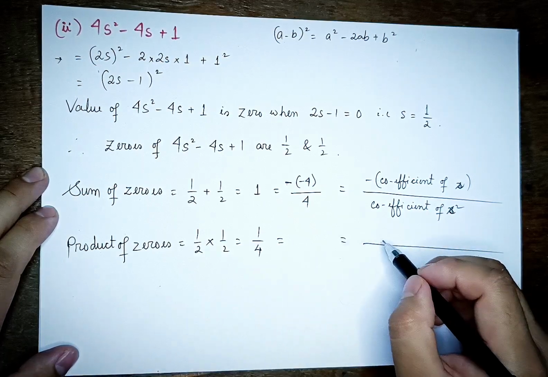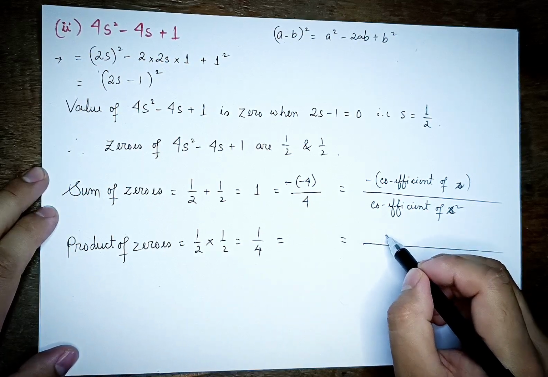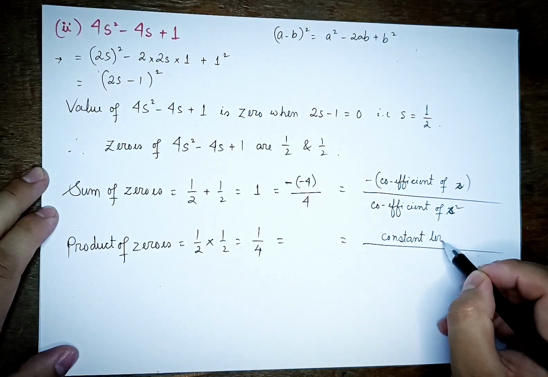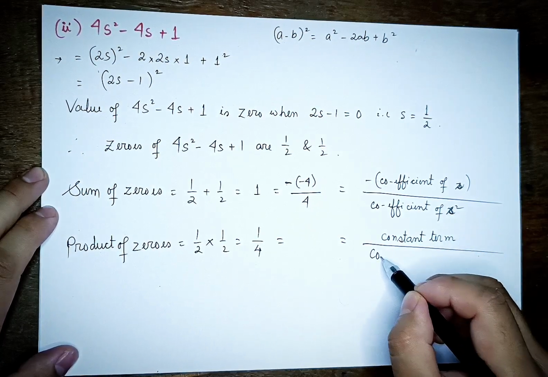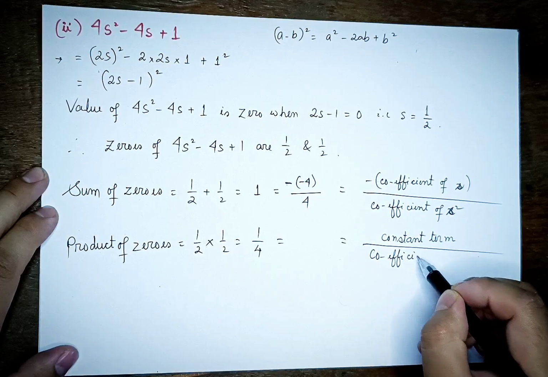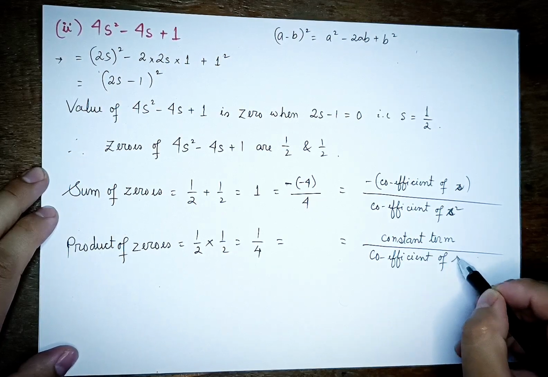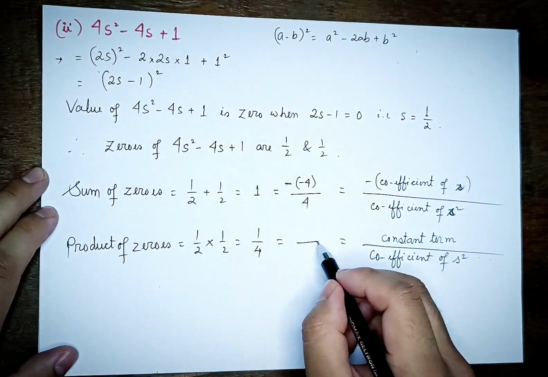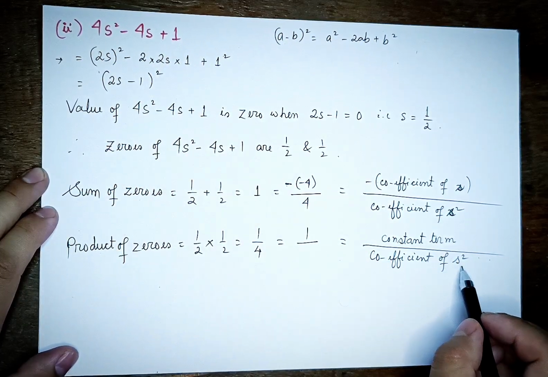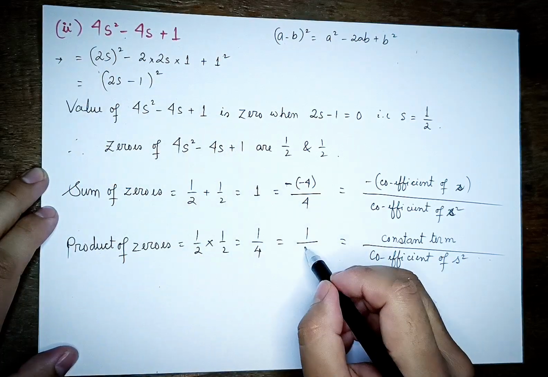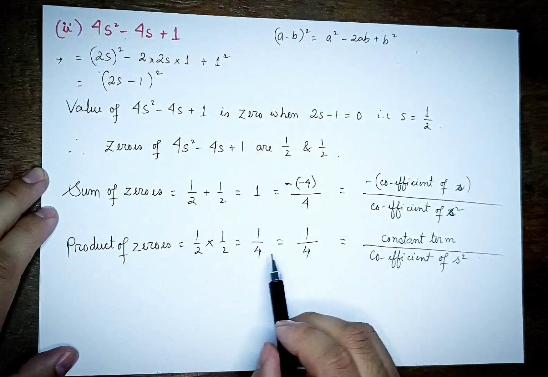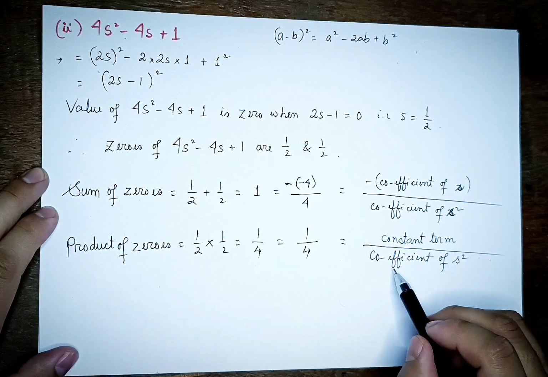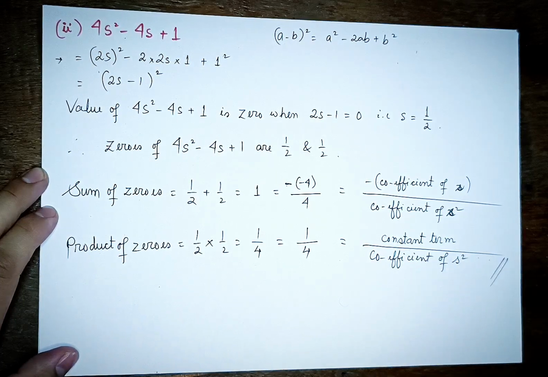We know that the product of zeros is equal to constant term divided by coefficient of s square. So what is our constant term? Our constant term is 1. So I write 1 here. What is our coefficient of s square? The coefficient of s square is 4. So these two are the same. So the product of zeros is equal to constant term divided by coefficient of s square. Here it finishes.